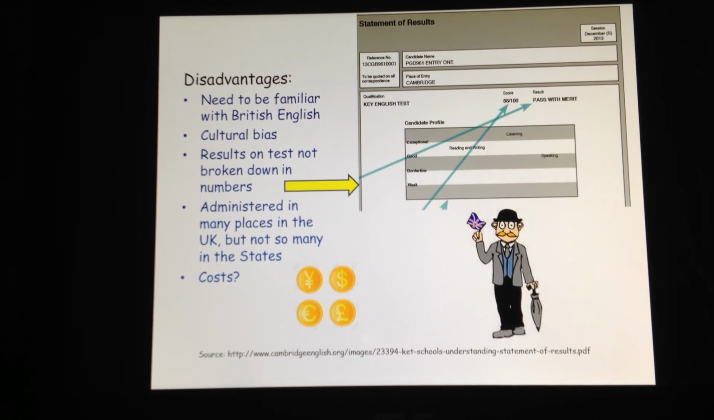The results are not broken down in numbers. So even though you have an idea of how you did in each section, you don't know exactly your numerical score, how many you got right or how many you got wrong. The test is administered in many places in the UK, but not so many in the States. When I looked on the website, it looked like there were 105 test centers in the UK, and I called 2 test centers, one in Cambridge and then one in London.